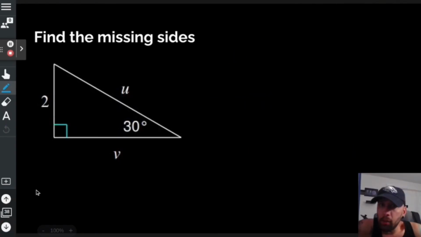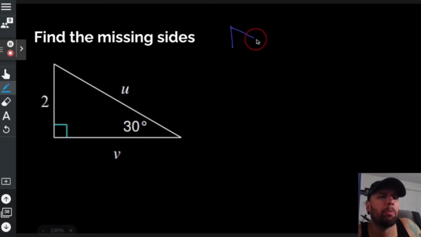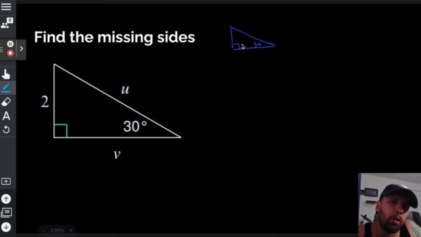There is another type of special triangle. What we have here is a right angle. Got it. We have 30. Got it. Which would make this 60. Oh, this is the 30, 60, 90 triangle.